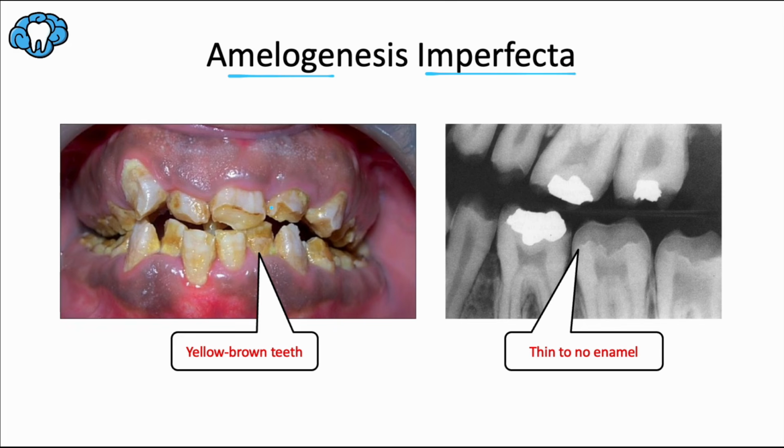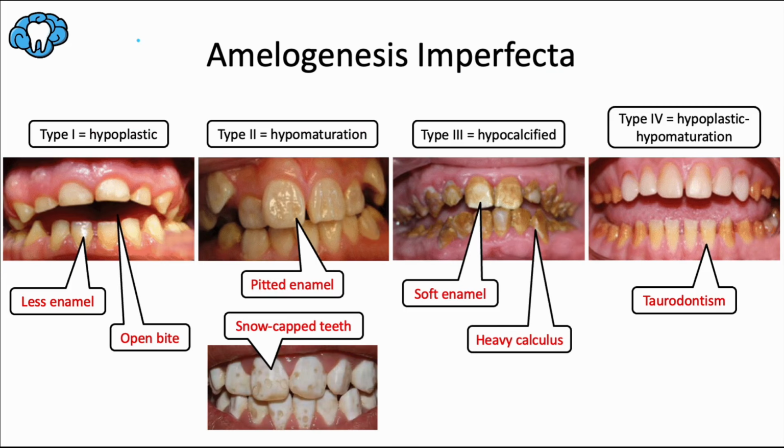Amelogenesis imperfecta causes intrinsic alterations of the enamel structure and leads to yellow-brown discolored teeth with little to no enamel noticeable on the radiograph. But the dentin and pulp remain unaffected, and they're pretty normal. So the good news is you can save these teeth with a really strong restorative treatment plan, usually involving full coverage crowns. There are 4 distinct types of amelogenesis imperfecta. There's some overlap with what we've already talked about, which is helpful, but let's go through these systematically.